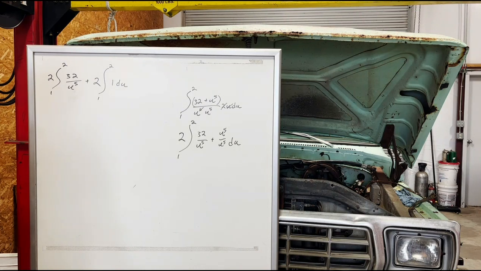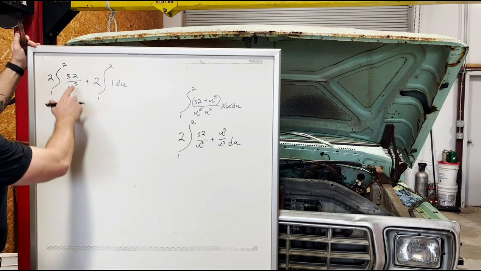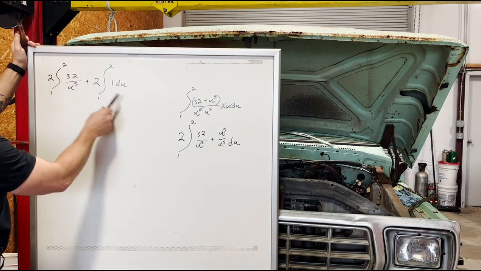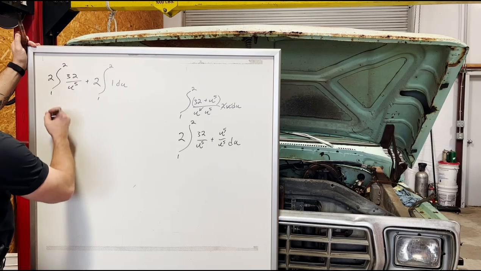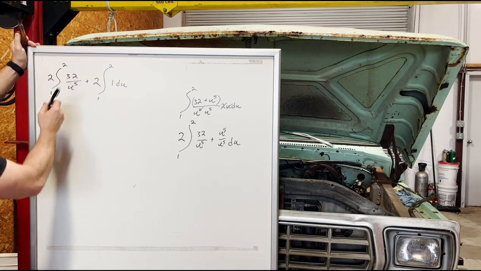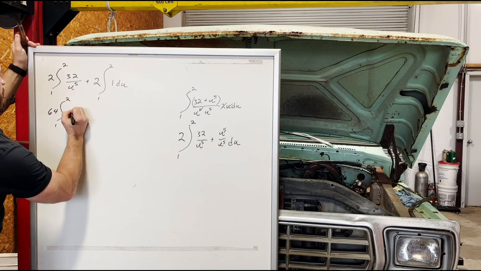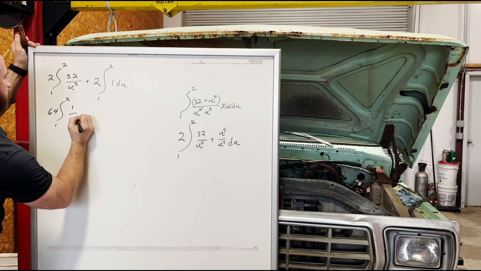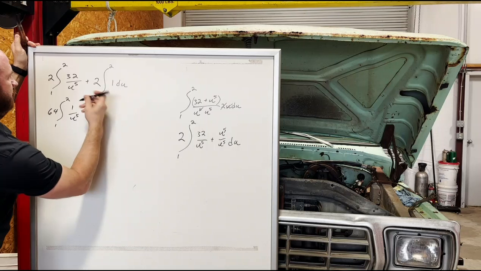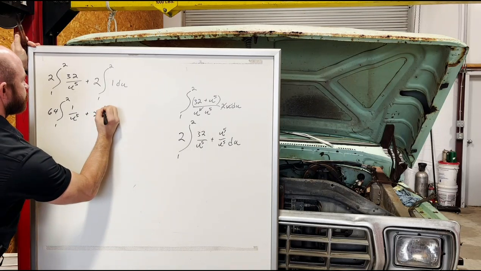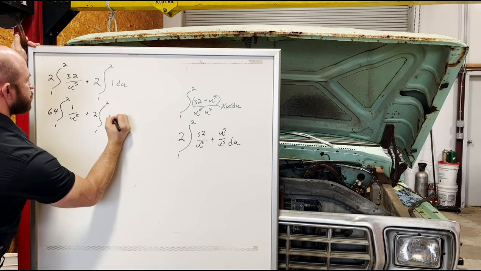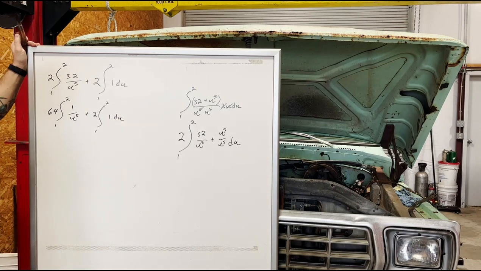Okay? Here we can bring out this constant. Now we'll do this in 2 steps. Here we can bring out this constant. 2 times 32 is 64. And then just rewrite this for now. And we can integrate from here.